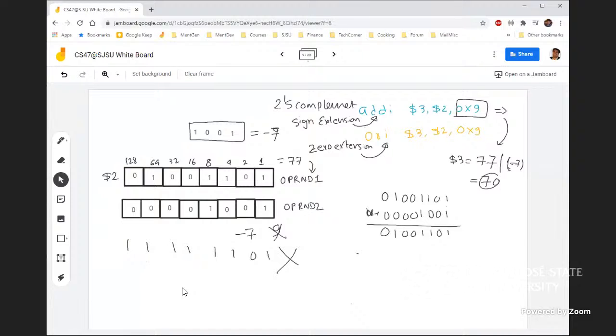However, saying that sign extension is applied to arithmetic operations is not entirely true. If we have an unsigned operation like add IU, which means add immediate unsigned, we will still have zero extension. So zero extension is applied to bitwise logical operations and unsigned arithmetic operations. Any signed arithmetic immediate operation goes with sign bit extension.